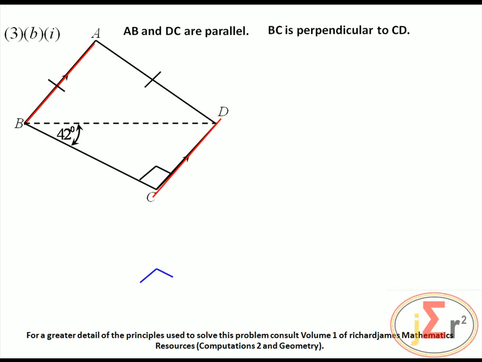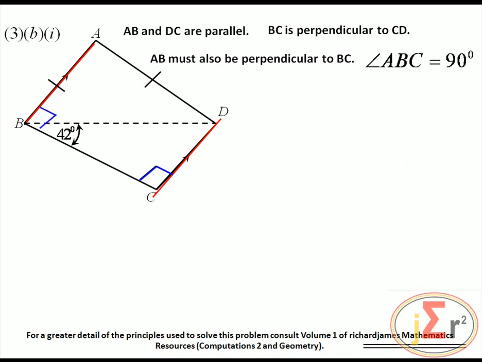BC is perpendicular to CD. So if BC is perpendicular to CD, don't forget that these two lines are parallel. And if this line BC is perpendicular to this one, it must also be perpendicular to the one that we have here. So AB is parallel to DC and BC is perpendicular to DC. Therefore, BC must also be perpendicular to AB. So the angle that we are trying to find, which is ABC, because AB must also be perpendicular to BC, the angle ABC is equal to 90 degrees.